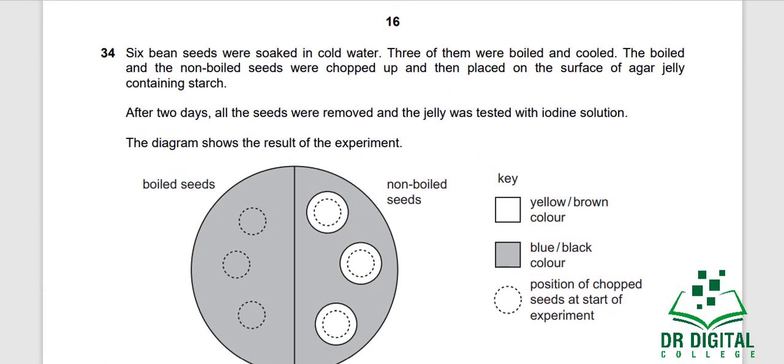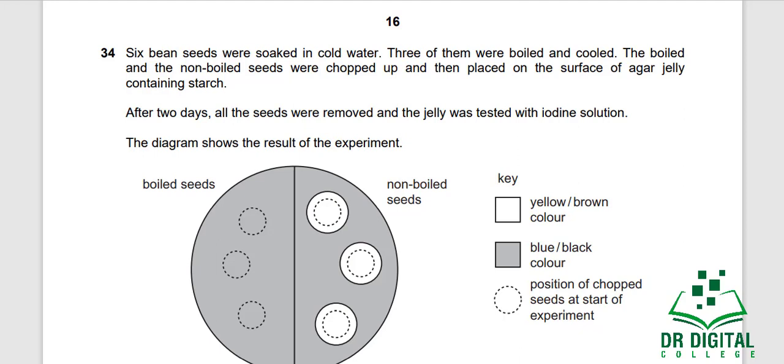In question 34, 6 bean seeds were soaked in cold water. 3 of them were boiled and cooled. The boiled and the non-boiled seeds were chopped up and then placed on the surface of agar jelly containing starch. After 2 days, all the seeds were removed and the jelly was tested with the iodine solution. You know that we are going to check whether starch is there or not there, or the starch has been digested or it has not been digested. The diagram shows the results of the experiment.